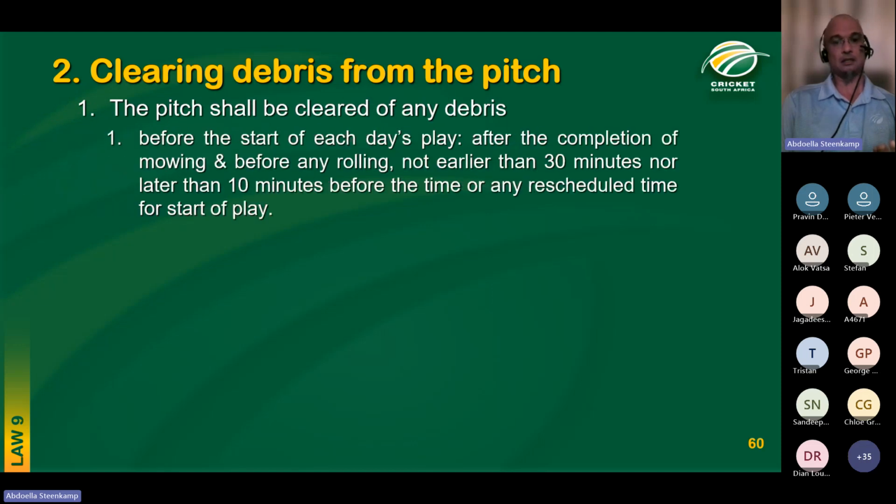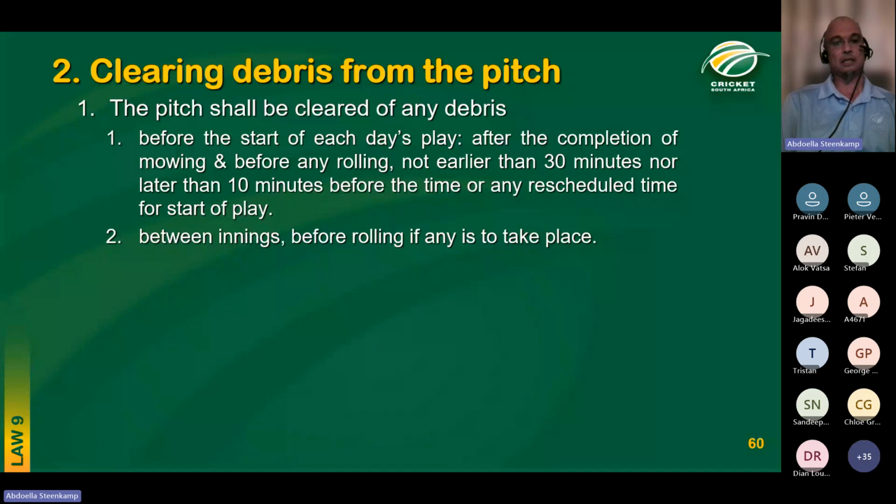So when? Firstly, you're allowed to clear the debris before the start of each day's play, after the completion of mowing, and before ending rolling, not earlier than 30 minutes, nor later than 10 minutes before play is about to start. So before play is about to start, you can clear the debris from the pitch. Between innings, you can also clear the debris from the pitch, and it needs to be done before rolling. And during all intervals for meals, whether it's your tea interval or your lunch interval, debris can also be cleared from the pitch. So the ground staff will clear the debris from the pitch. So now we know when this debris can be cleared from the pitch.